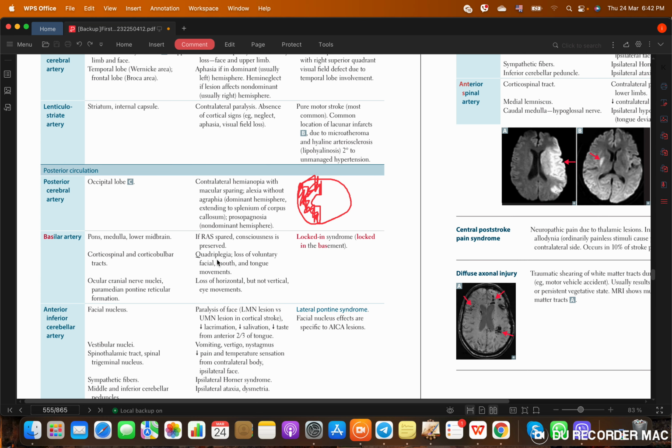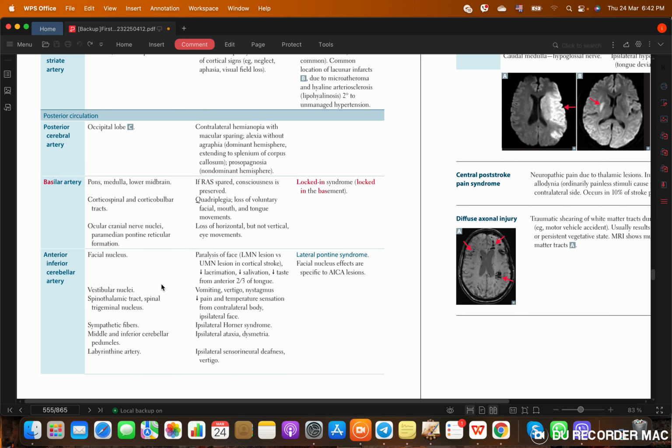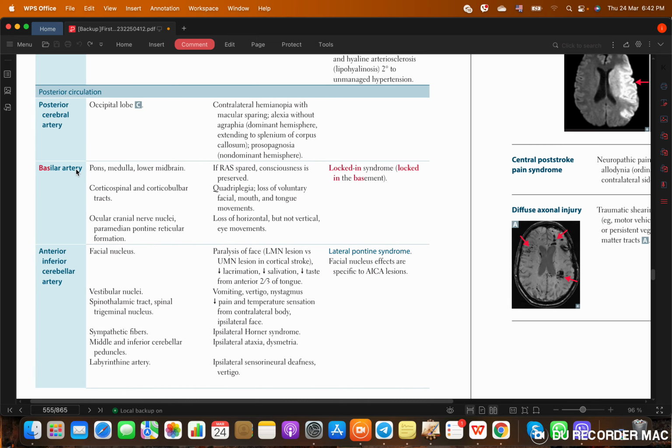Okay, good. So if they ask you why it is sparing the macula, the answer is that there is a connection between the MCA and the PCA. Okay, good. So let's take a look at the next thing.